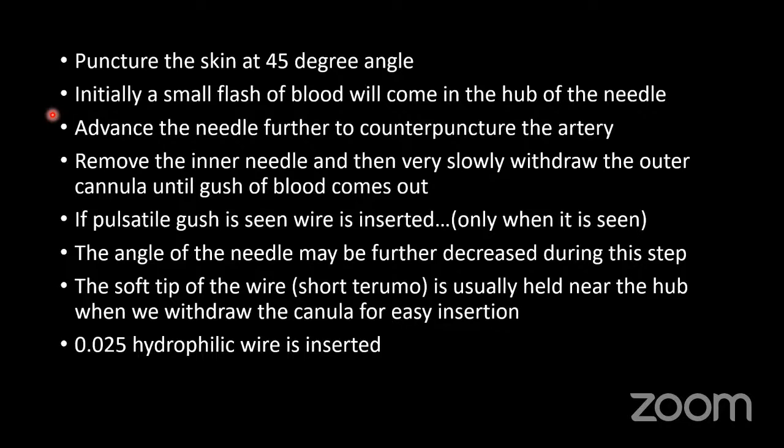And during this procedure, the angle of the cannula may be further decreased so that it is more in line with the artery. And while withdrawing the needle to get the gush, the wire may be held very near to the hub so that we can easily introduce the wire. The wire used will be a 0.025 hydrophilic wire.